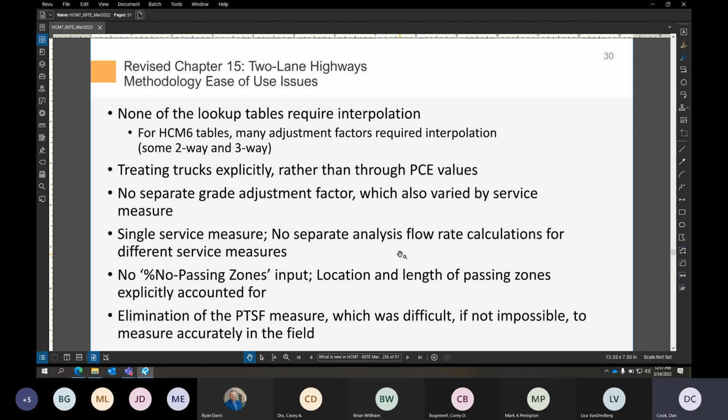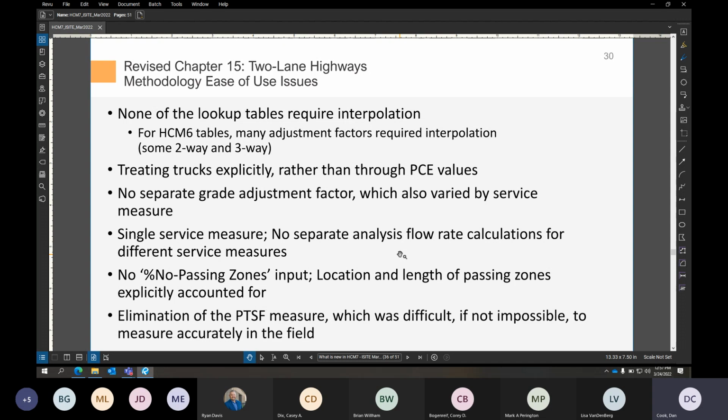It now treats trucks explicitly, directly in the methodology. A couple things to highlight here. Regarding the effect that no passing zones have on the facility, before you used to just say X% of the roadway is in a passing constrained or no passing zone. So 40%, that would be an input. But now, since it's segmentation based, and each segment is either a passing zone or a passing constraint, that's not really something you have to input. It's already accounted for in the methodology.